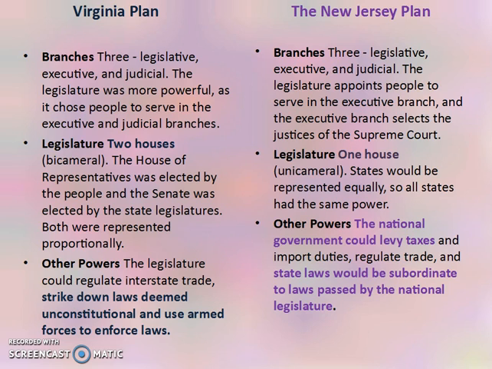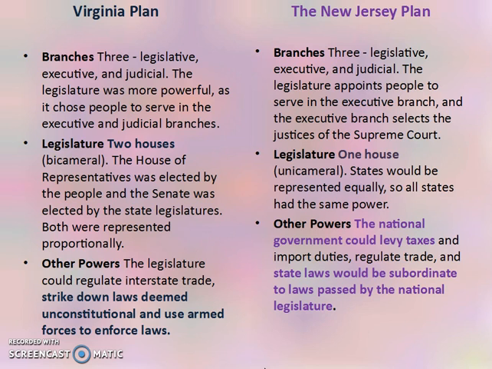The main reason being is one of the key differences between the two plans is the Virginia plan calls for a bicameral, which is a two-house legislature in which both houses would be elected proportionally. And what that means is that it would be by your population. So if you are a larger state like Virginia or New York during this time period, you would simply get more representatives. Your states would have more of a say than states like Rhode Island, for example, or Delaware during this period.